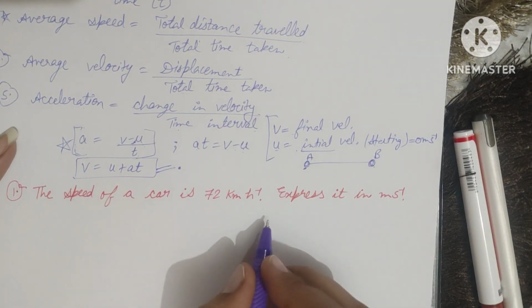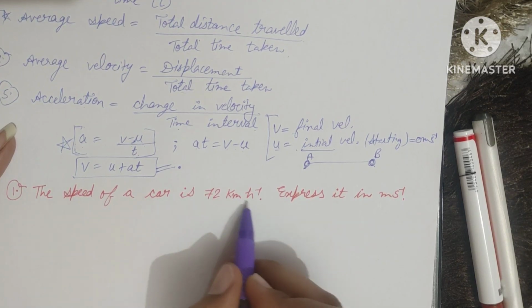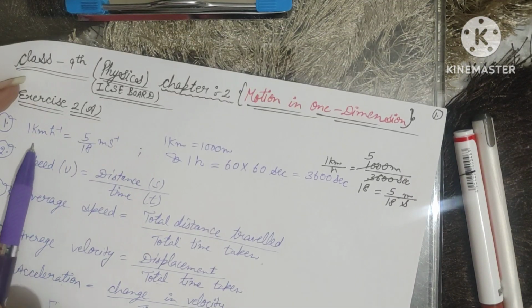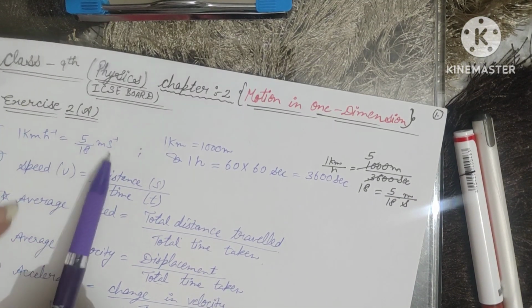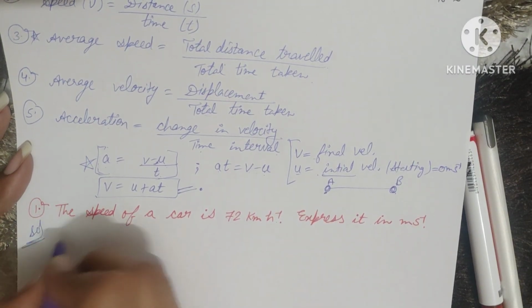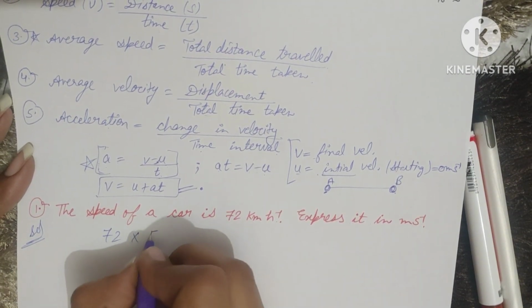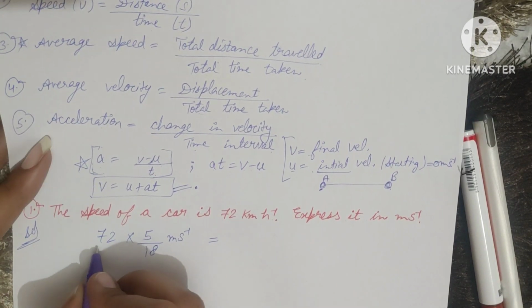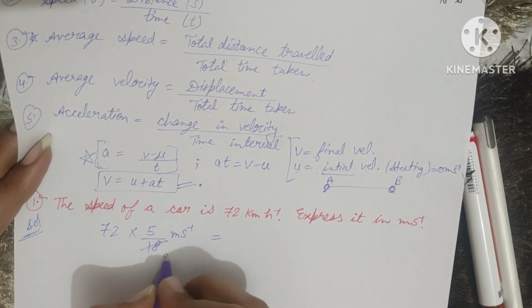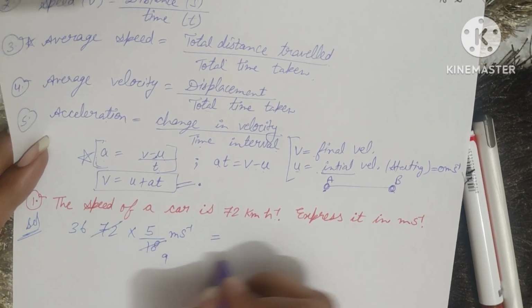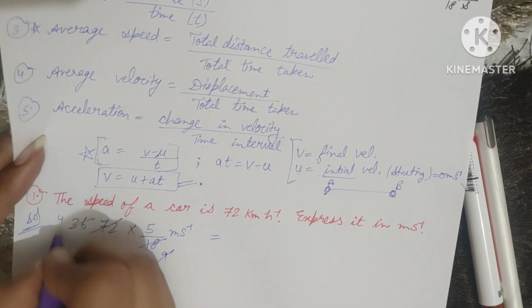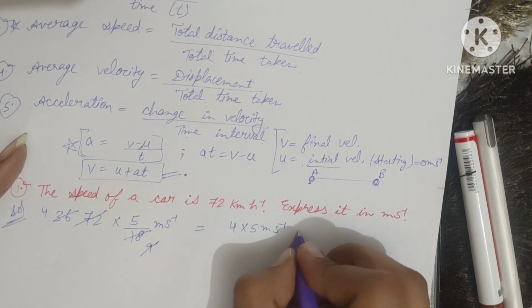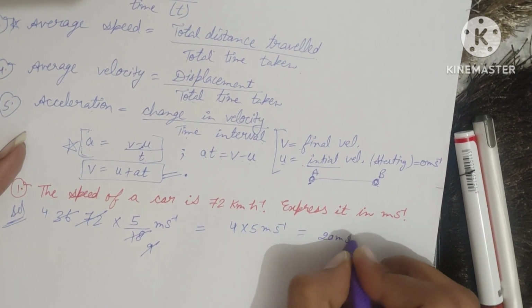This is the first question: the speed of a car is given in kilometer per hour. We need to express it in meter per second. So this one relation we will use here: 1 kilometer per hour is equal to 5 by 18 meter per second. So how to solve it? 72 multiplied by 5 by 18, then after doing the multiplication it will change into meter per second. Now here we can do the cutting on the table of 2. 2 9s are 18, 2 3s are 6, and 9 4s are 36. So we are left with 4 into 5 meter per second, which is equal to 5 4s are 20 meter per second. This is your answer.